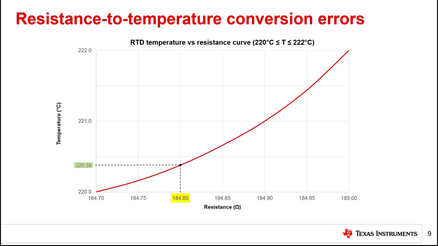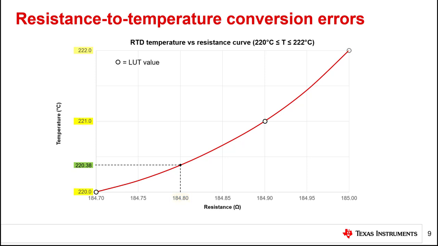For example, let's assume the system measures an RTD whose resistance at some unknown temperature is 184.8 ohms, which is highlighted in yellow. Assuming the precise equation for this RTD curve is known, the controller calculates that this resistance value corresponds to a measured temperature of 220.38 degrees Celsius. This value is highlighted in green.